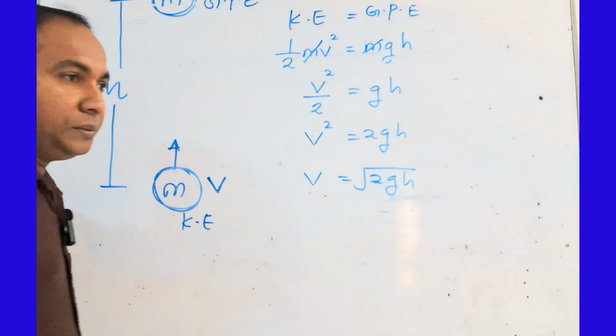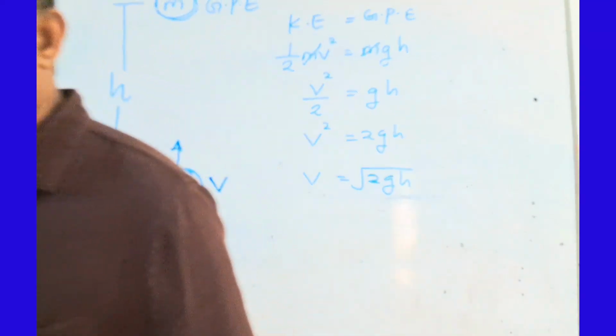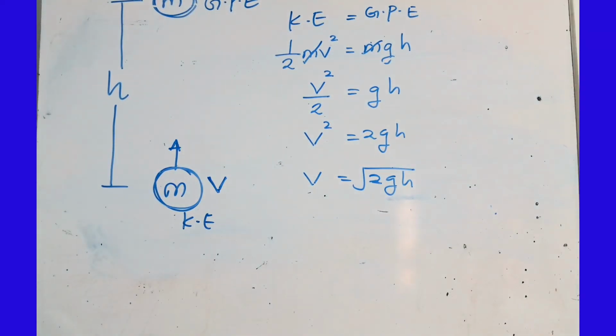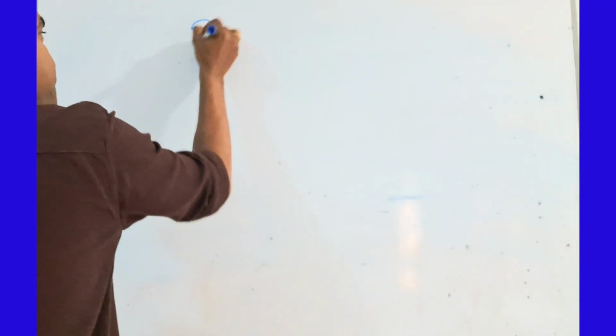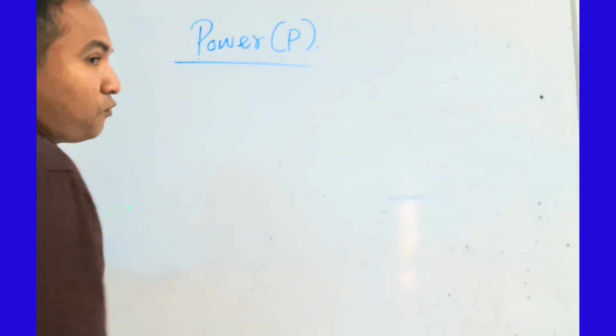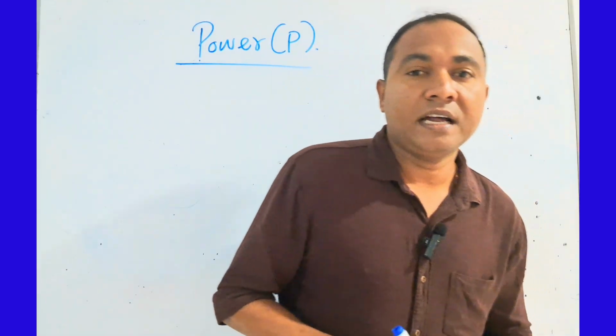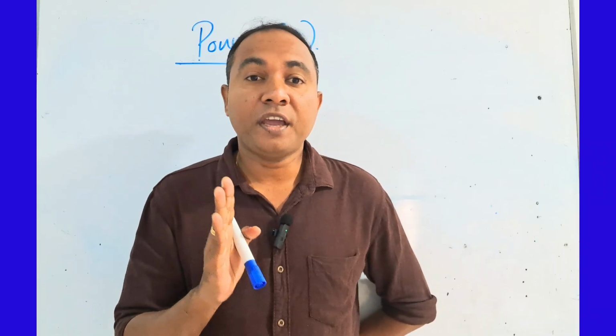Not only velocity, but we can also find the height using this equation. Now we have learned about work done and then energy. Under energy we learned about kinetic energy and gravitational potential energy. Now we are going to learn the last topic of the lesson, power. What is power? Power means the rate of work done, or the rate of energy consumed.